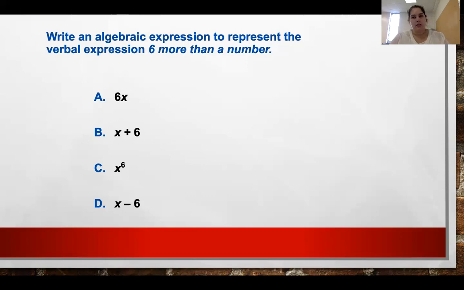3, 2, 1. All right, so if you worked it out and you got B, x plus 6, you are correct. The 6 more tells us that we're going to be adding, so that tells me I'm going to pick B. A would have been a product of 6 and a number. C would have been raised to the power of 6, or the 6th power. D would have been a number 6 less than a number.